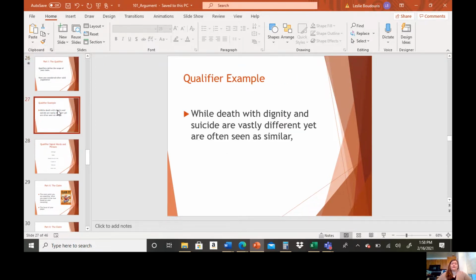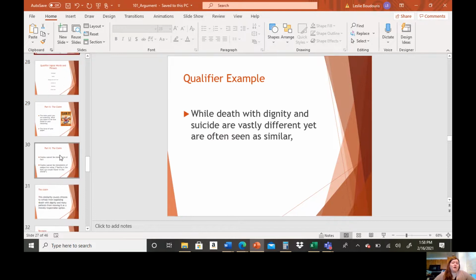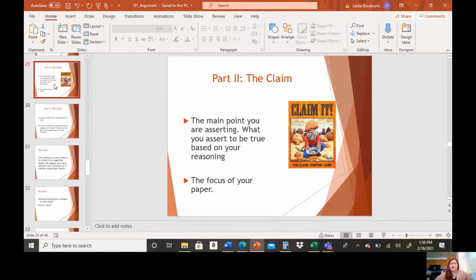This could be somebody said something, but in this case, again, this is an example from the essay I'm providing. It's while death with dignity and death with dignity, I have a hard time saying that. While death with dignity and suicide are vastly different, yet are often seen as similar. And so that's the beginning of a sentence. So it could be a full sentence, it could be partial of a sentence, something along those lines. So it's thinking about somebody else's perspective to think about that different viewpoint.